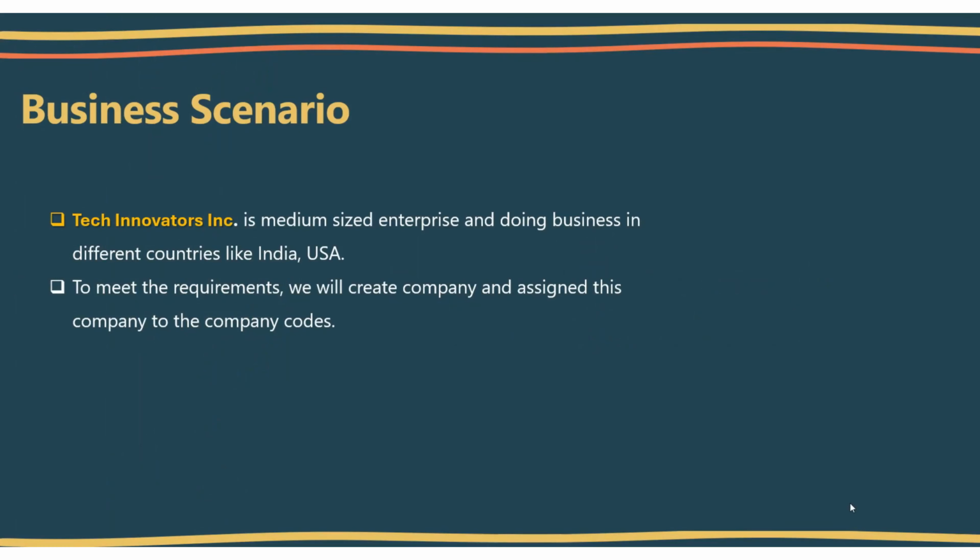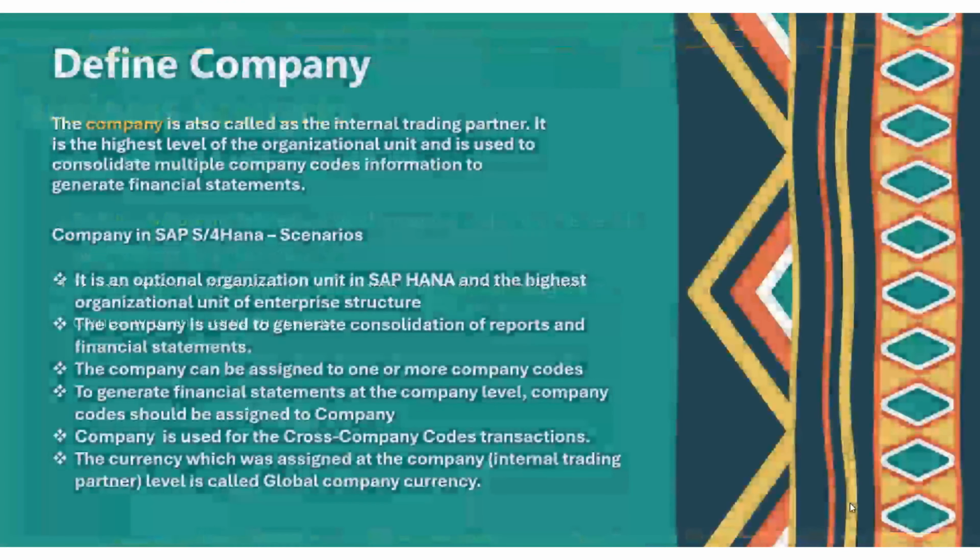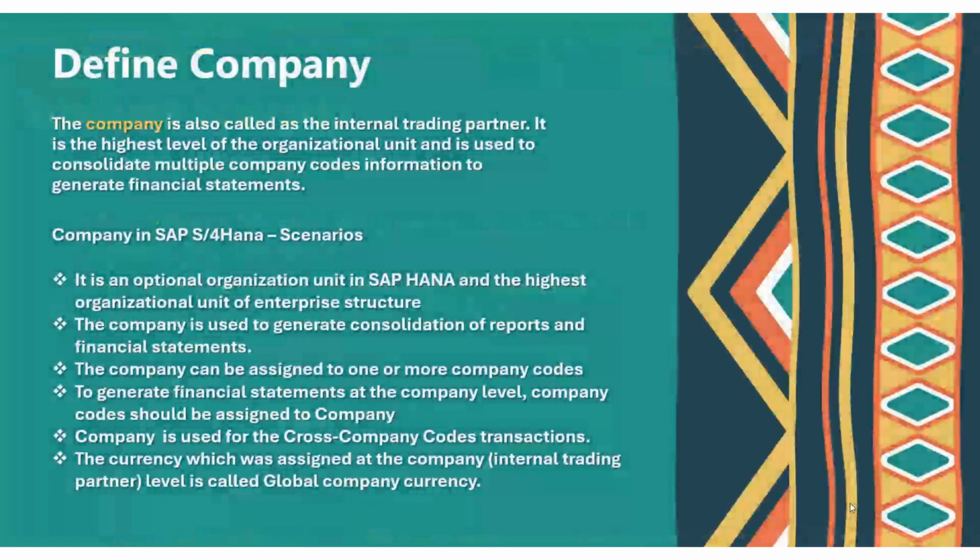All right. So, what exactly is a company in SAP S/4HANA? Think of it as the topmost organizational unit in your business structure. It's like the umbrella under which all your company codes sit. It's essential for consolidating the financial information across the different parts of the business, especially when you are dealing with multiple company codes in different regions, just like Tech Innovators.